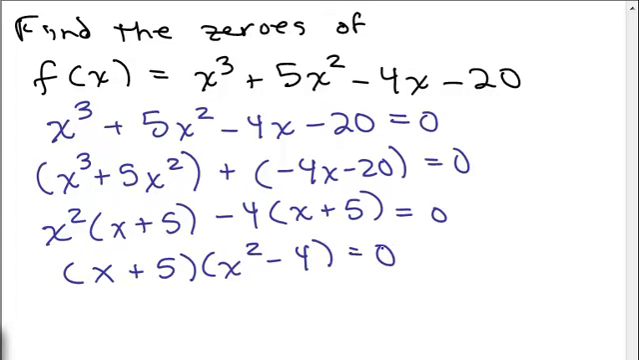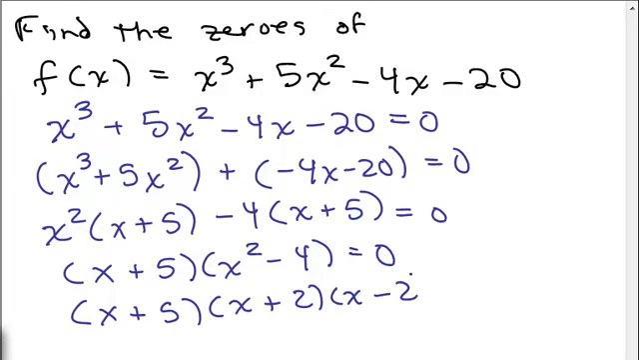But now I have to look and see if I could factor further. And x squared minus 4 can be factored. So I have x plus 2 times x minus 2. It's a difference of 2 squares. And then not showing all the rest of the problem, remember we would set each factor equal to 0. So what would the zeros be once I set each of these equal to 0 and solved?